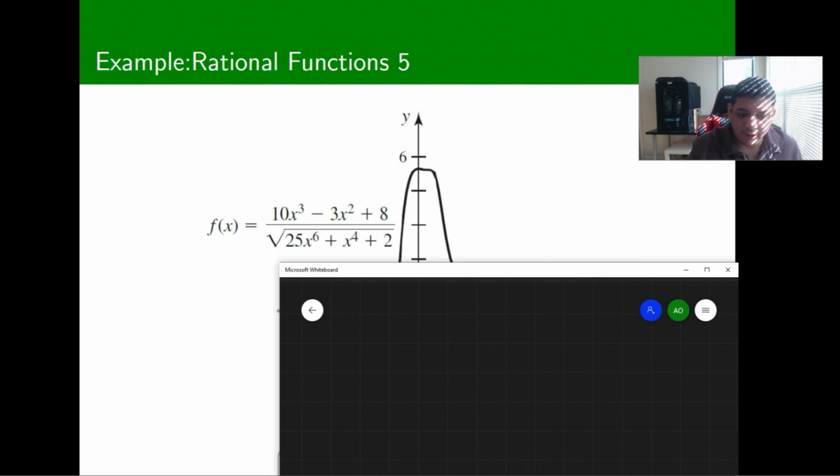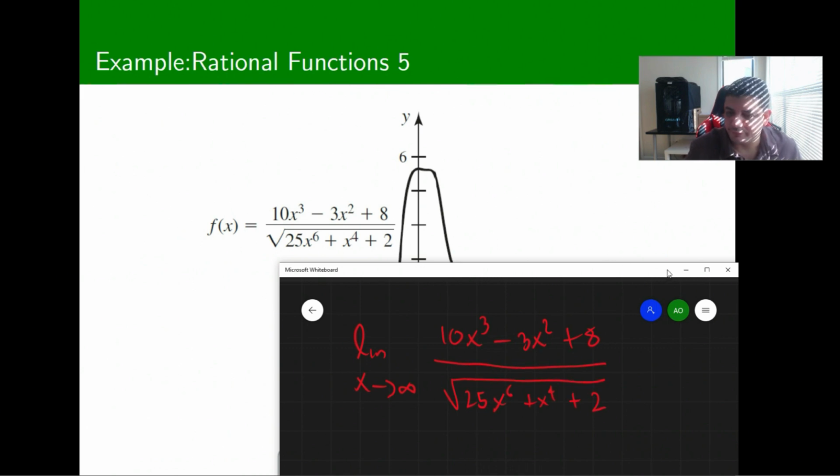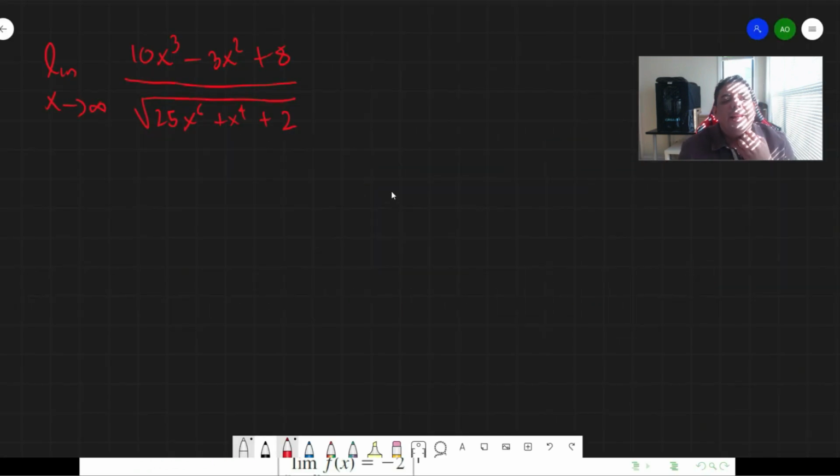The obstacle in here is that we have a root, right? So we have the limit when x goes to infinity of 10x cubed minus 3x squared plus 8 over the square root of this. And so what happens is that whatever we use to divide on the bottom, the maximum power of the bottom, we also have to use it on the top. Notice that we can use that same technique here anyway. We just have to remember what we are using for it.